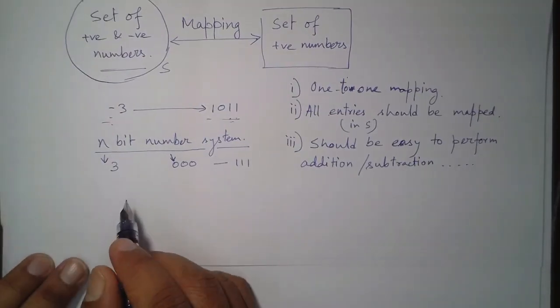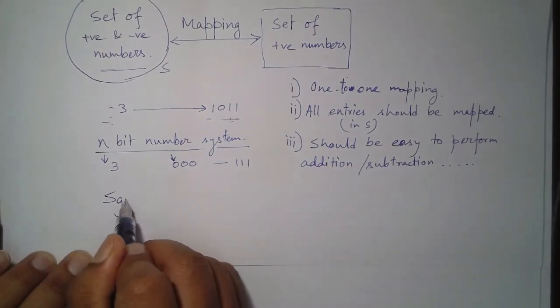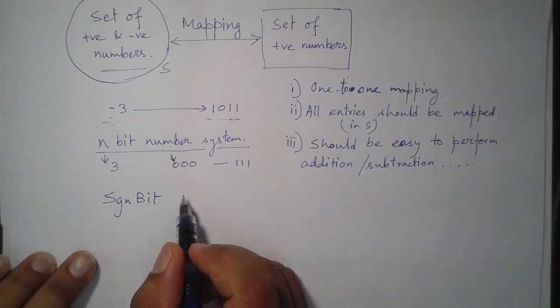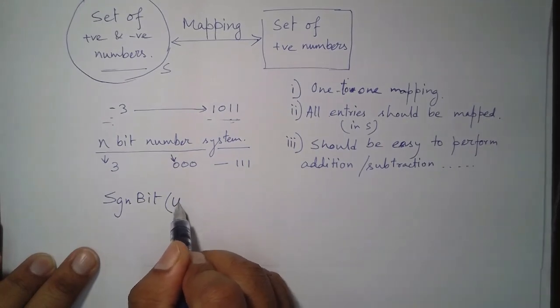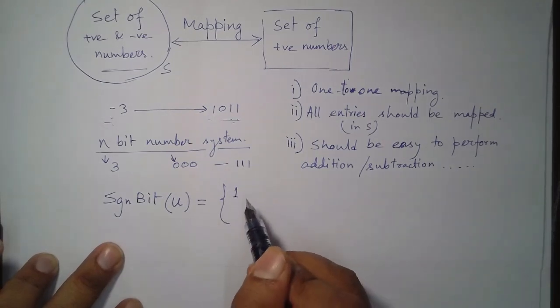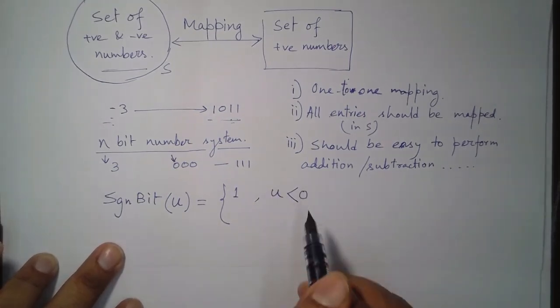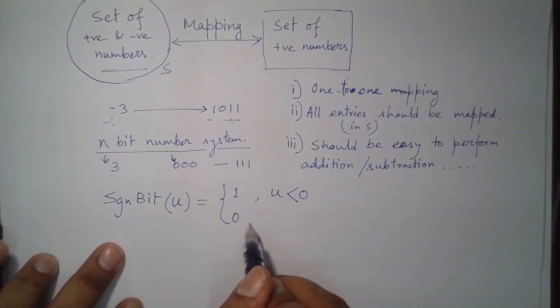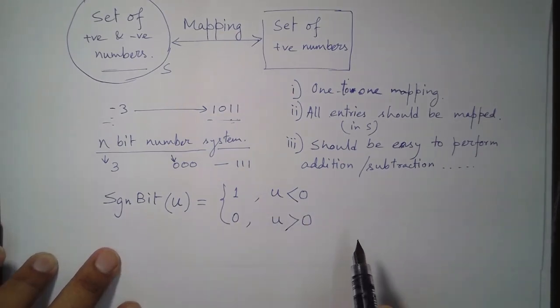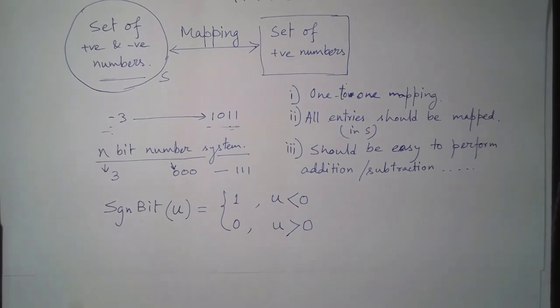So, we can write it down as, let us say this is the sign bit. The sign bit of a number u will be 1 if this number u is less than 0, and it will be 0 if the number is greater than 0, all right. So, this is a theoretical way of representing how we can define a sign bit. So, just take some examples.